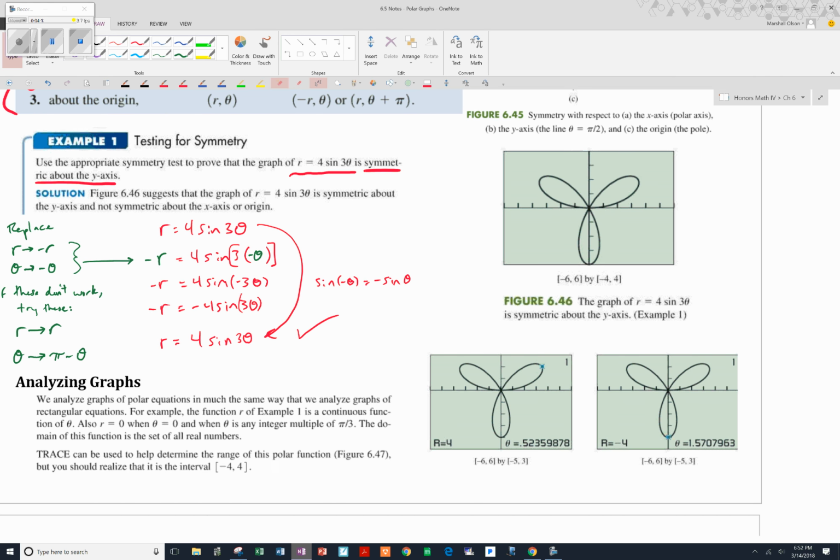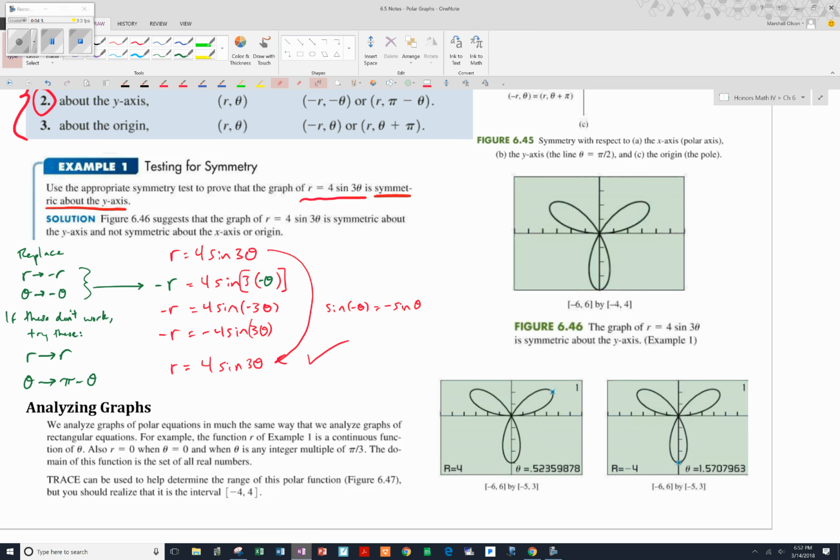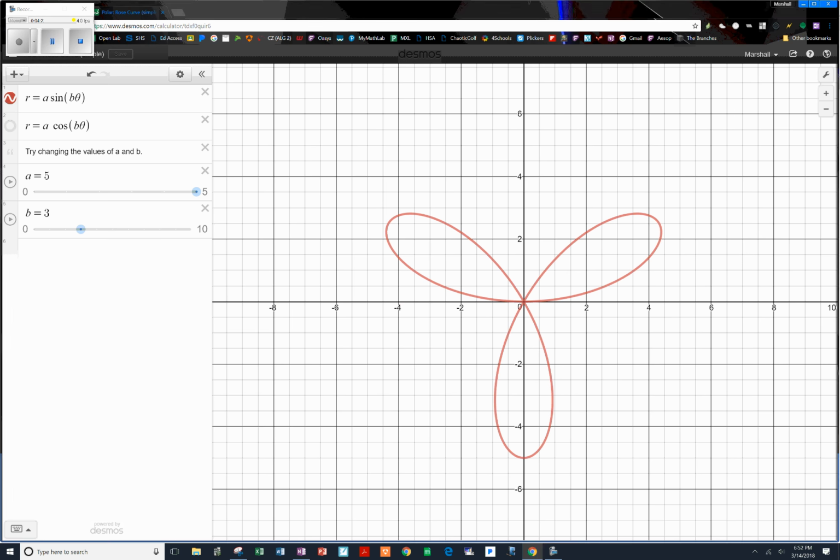Okay, so now let's break this graph down a little bit more and talk about these rose graphs. I'm just going to show you this on Desmos. I think it'd be the easiest way to do this. I have the same graph here. r equals 4... actually, I don't. Now I do. r equals 4 times the sine of theta.